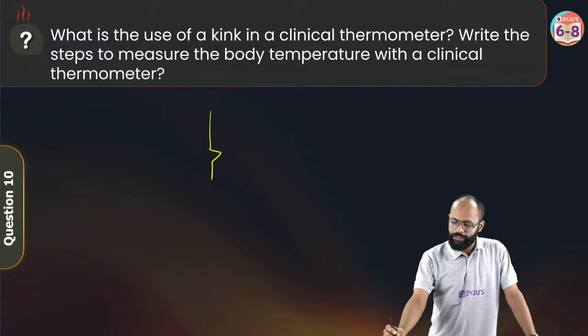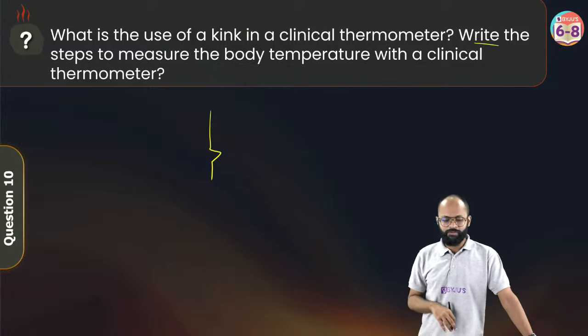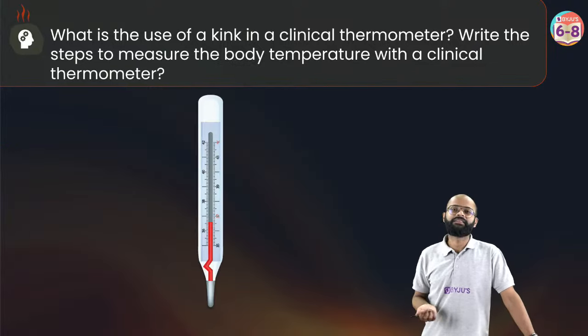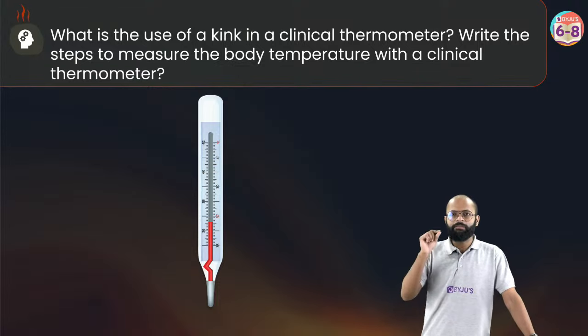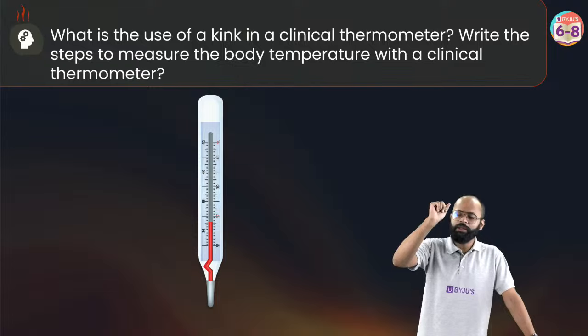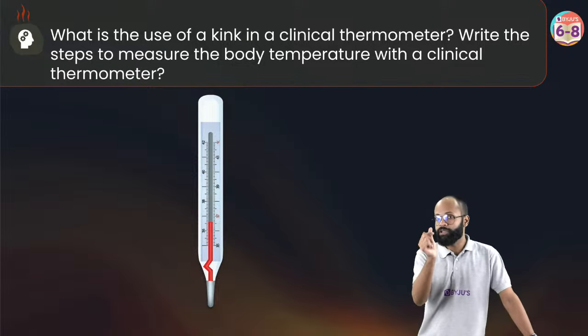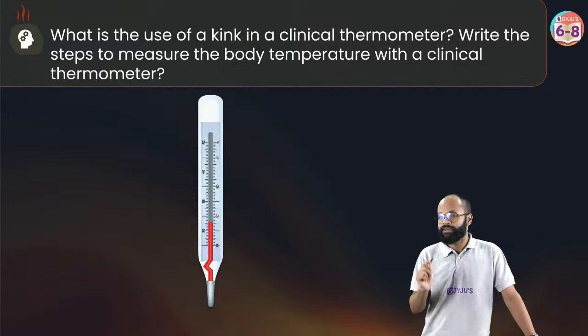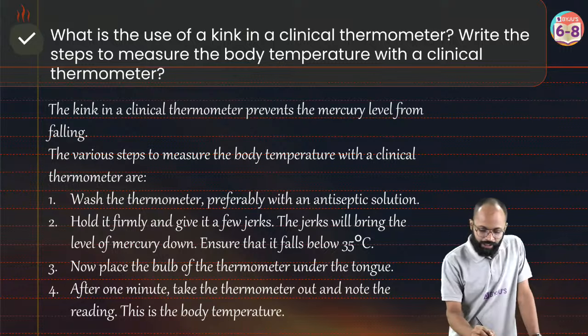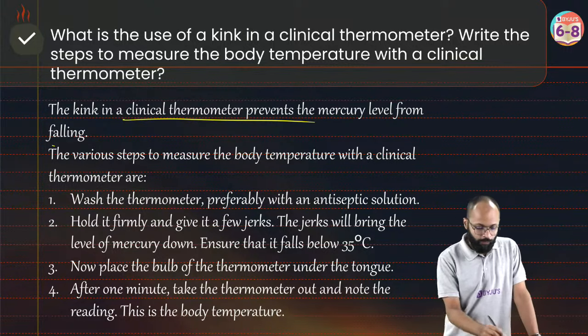Right? Write the steps to measure the body temperature with a clinical thermometer. It's very easy. What are the steps? Sir, take the thermometer, wash it, put it in the mouth, take some time, then take it out. And what else in the steps? Do not touch the bulb. Handle it with care. Fine. The kink in a clinical thermometer prevents the mercury level from falling.